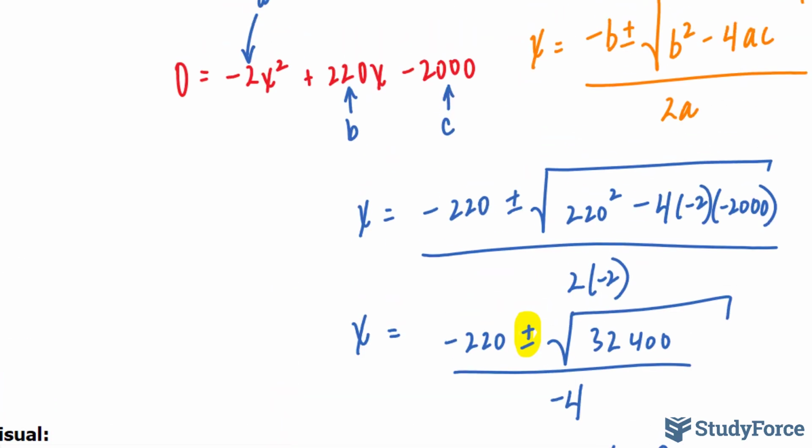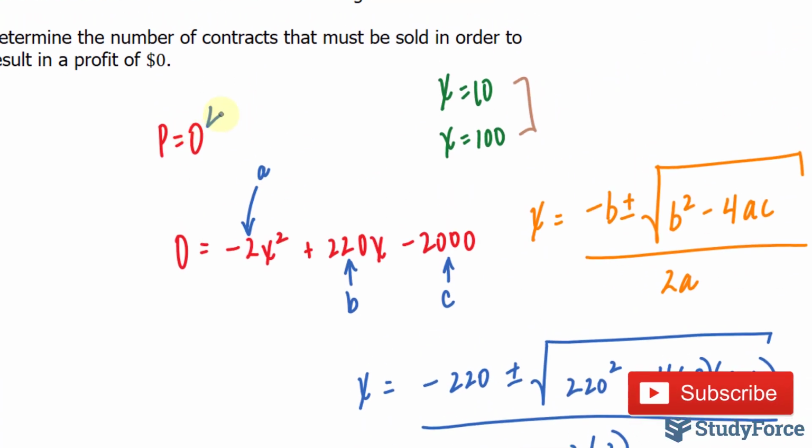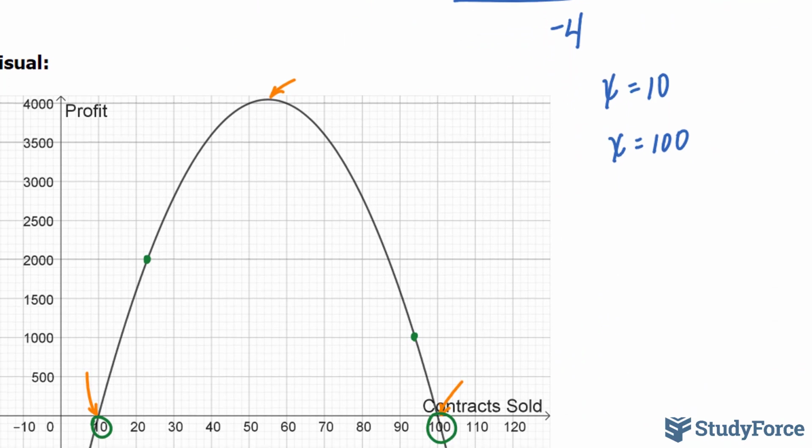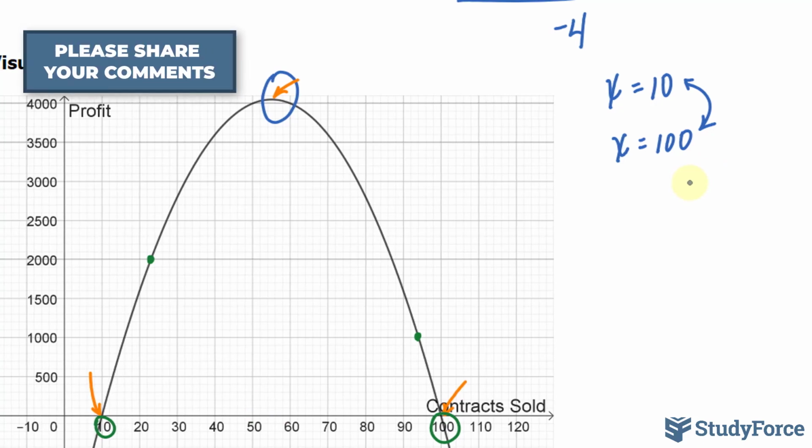And so what this means is that P is equal to 0, or the profit is equal to 0, when the amount of contracts sold is 10 or 100. On a similar note, if you happen to sell fewer than 10 contracts or greater than 100 contracts, it will result in a negative profit. The goal of this company, obviously, is to sell the amount of contracts that will lead to the maximum. Interestingly, you can find out the amount of contracts that will lead to the maximum by taking the average of these two numbers. I'll leave that as an exercise for you.